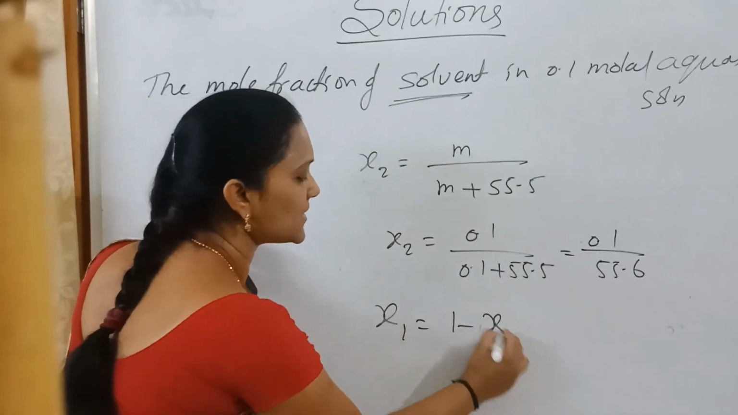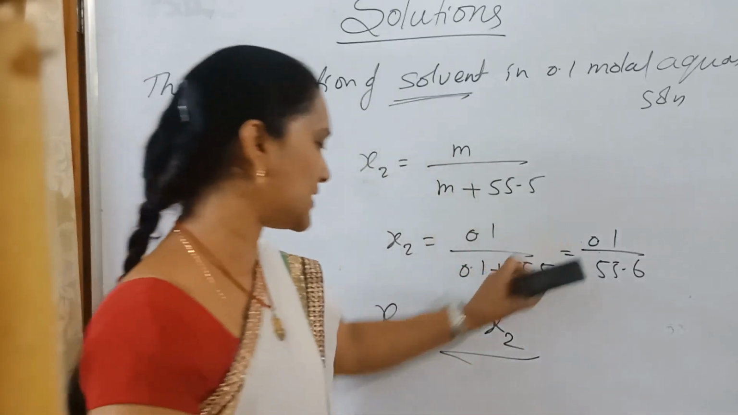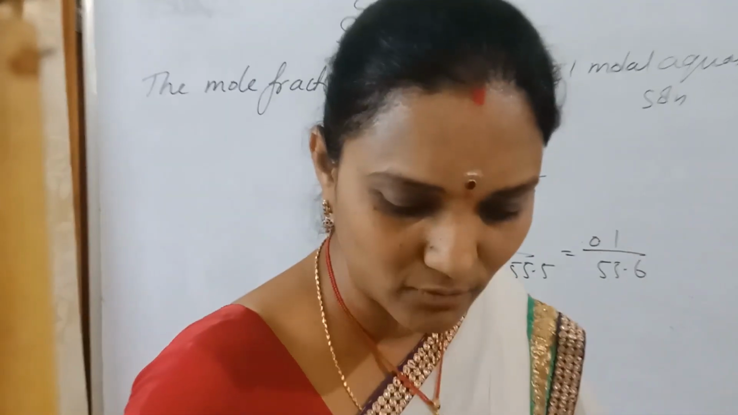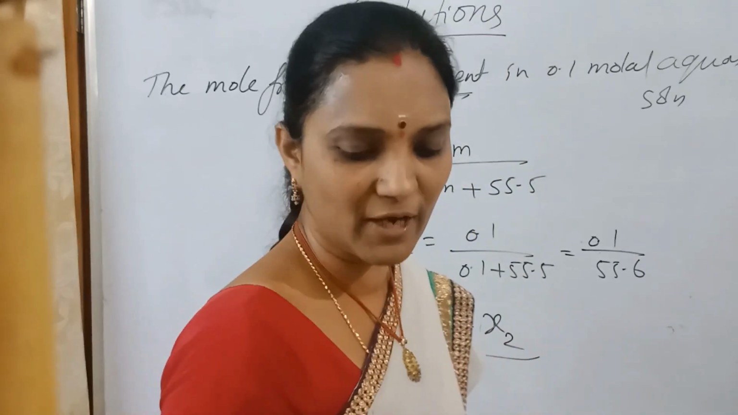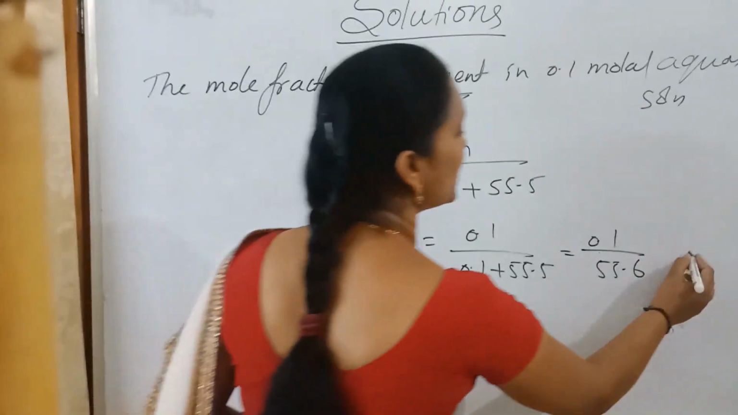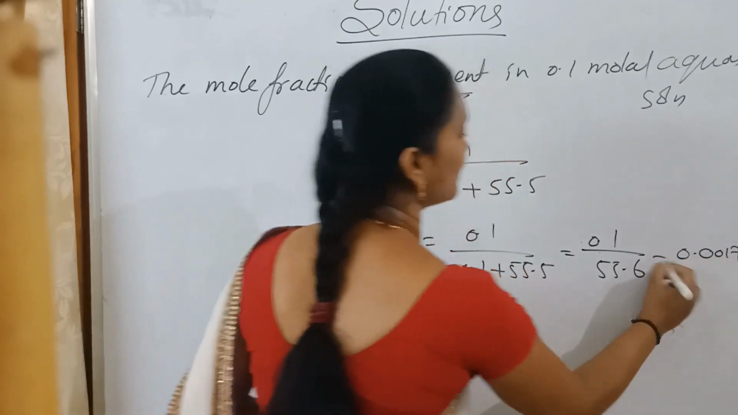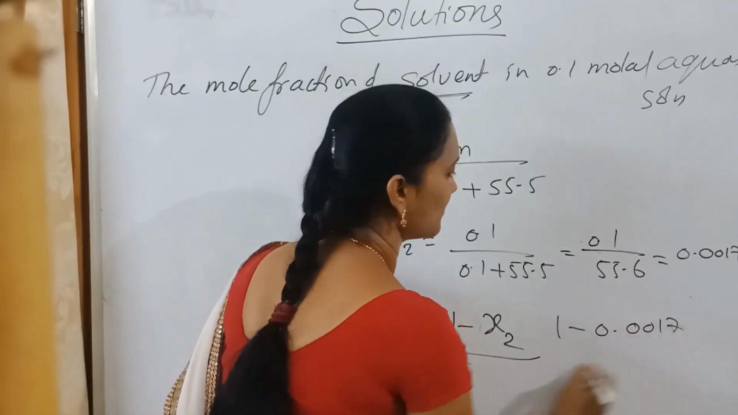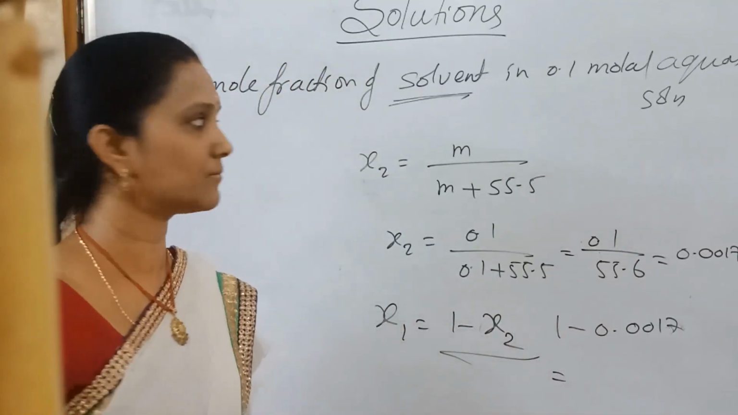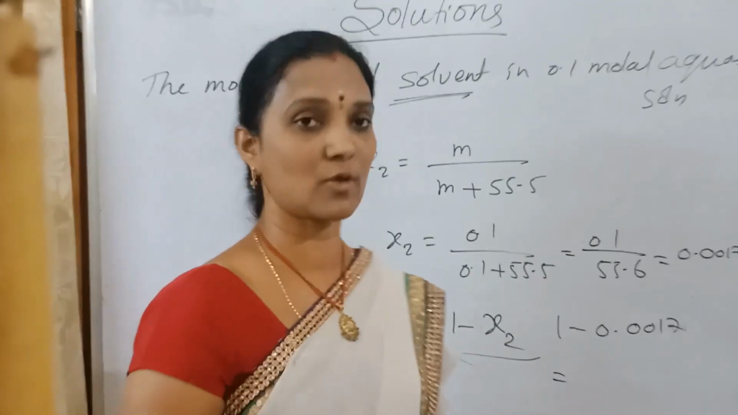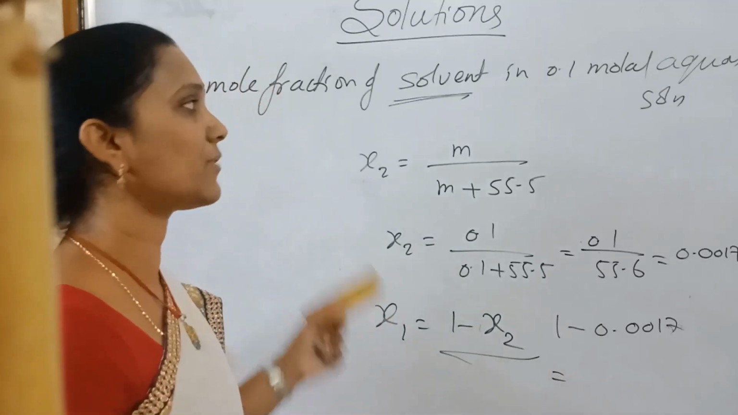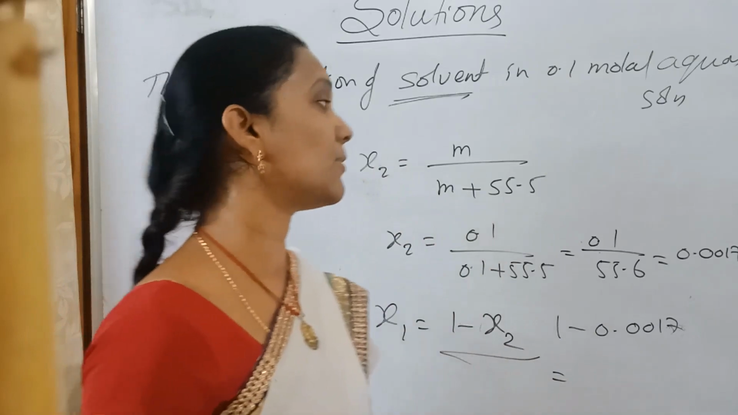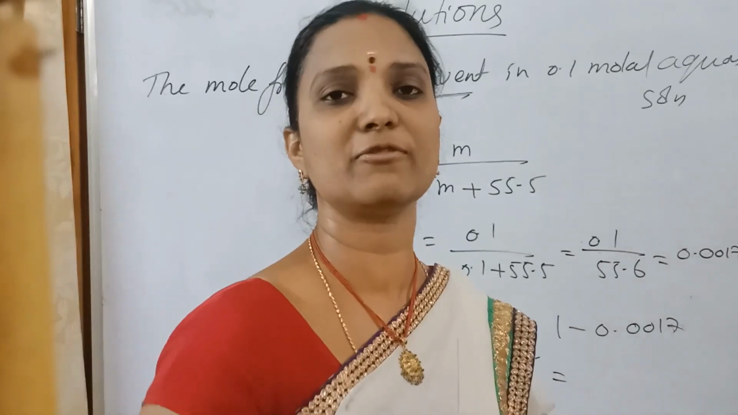X1 is equal to 1 minus X2. Yes or no? First simplify this one, then X1 is 1 minus X2. So how much are we getting? 0.1 by 55.6 is equal to 0.0018. Then 1 minus this 0.0018. So it is the mole fraction of solvent. So molality given, mole fraction they are asking; how to solve that? Just a simple formula: X2 is equal to molality by molality plus 55.5.